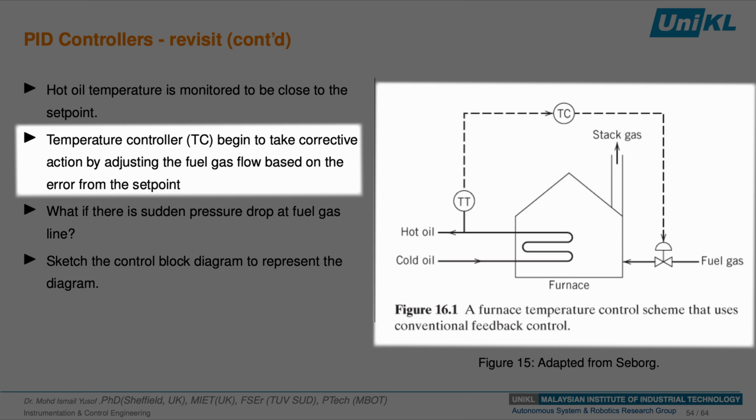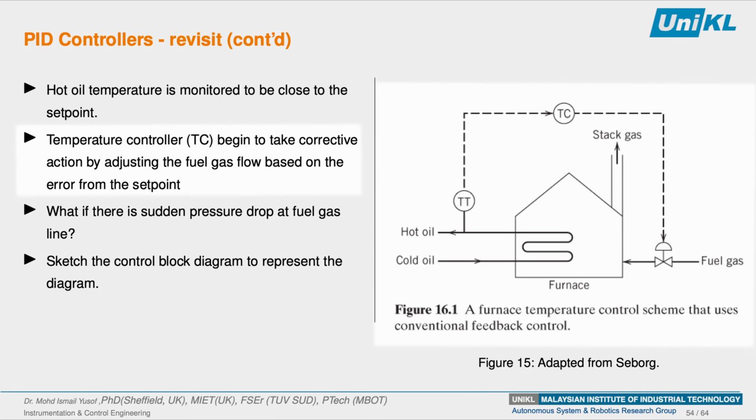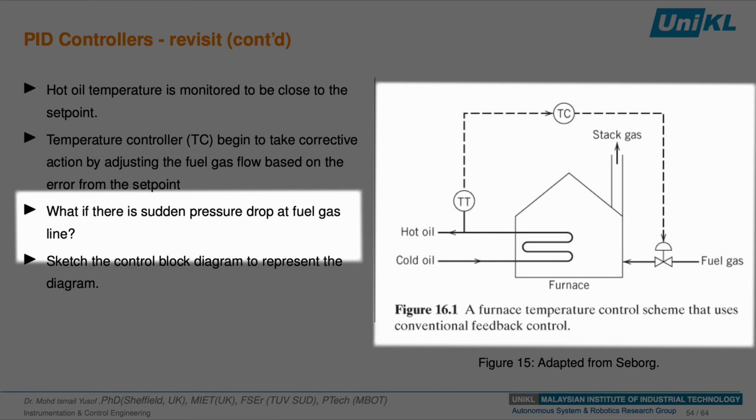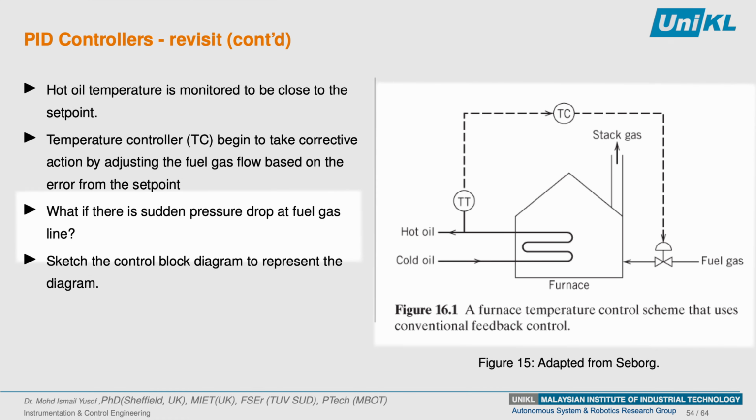The temperature controller, which is TC, begins to take corrective action by adjusting the fuel gas flow based on the error from the set point. But what if there is a sudden pressure drop at the fuel gas line? Actually, sudden pressure drop is some form of disturbance on the fuel gas line, which reduces the flow of the gas and introduces upset to the furnace operation, resulting in decrease of hot oil temperature.